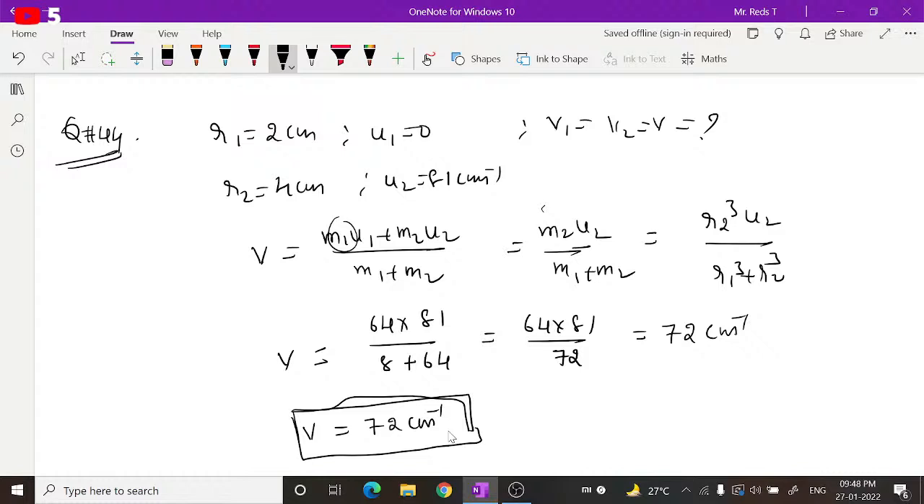Similarly, based on this, there are a few more questions given based on elastic and inelastic collisions in 1D in exercise level 1, exercise 1 and 2. So let us do some questions now. Level 1, exercise 2.